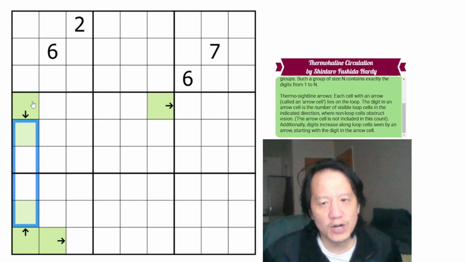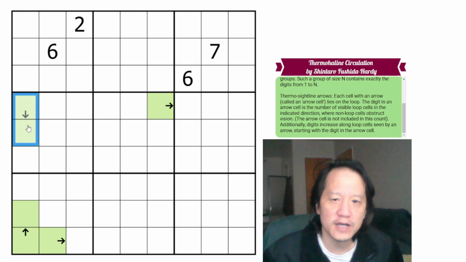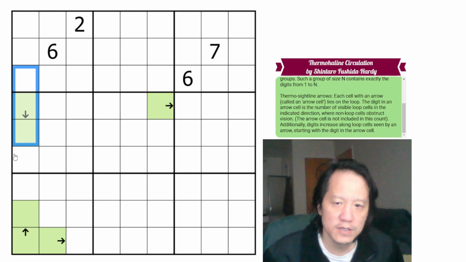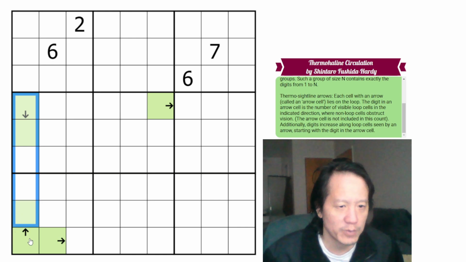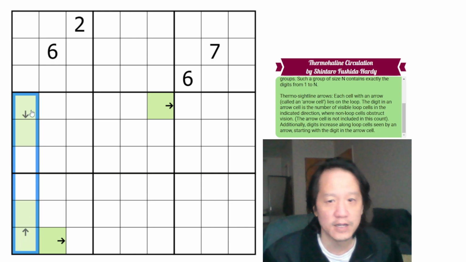well, okay, the problem is that you have to be continuously increasing digits along the loop cells. So if they connect, it has to increase all the way from here to here, but then it must increase all the way from here to here.